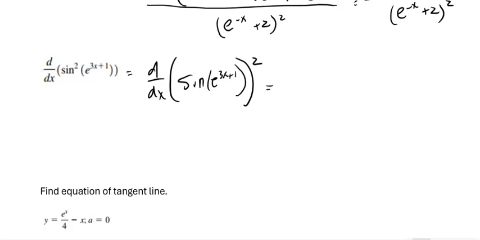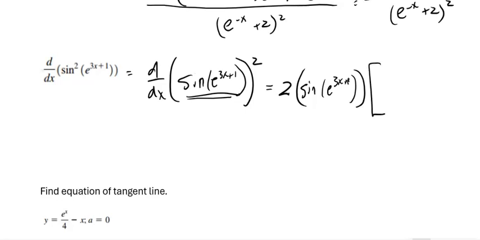Deal with the 2 first. This is my first input function. I treat it as a variable. So 2, leave it alone. Sine of e to the 3x plus 1. Take 1 away. So that's just a 1. No big deal. And then multiply if you want. If it's going to get confusing, you can just do it like this. Use your chain rule first time. And then multiply by the derivative of the first input function, which is sine of e to the 3x plus 1.